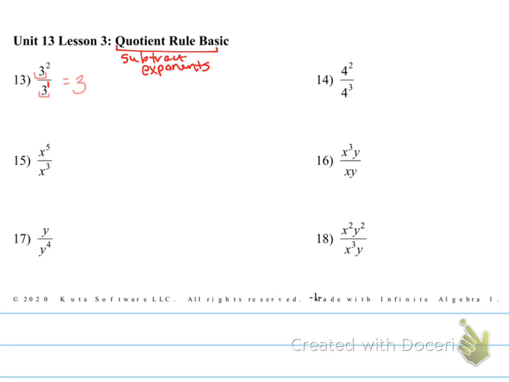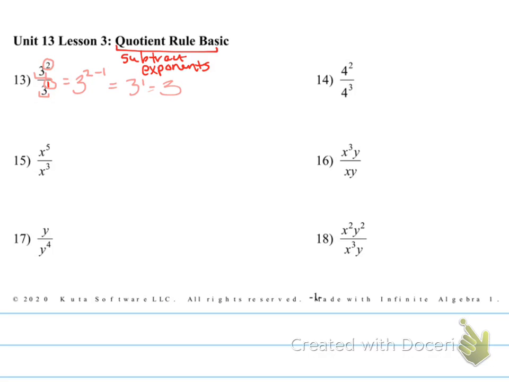Okay, and then I'm going to subtract my exponents starting with the one on the numerator, so the one on top. So I'm going to go 2 minus 1 to get my final answer, which is 3 to the first power, which is just 3. Okay, so again, you're subtracting the exponents. The number on top is what goes first. Let's go ahead and take a look at number 14.